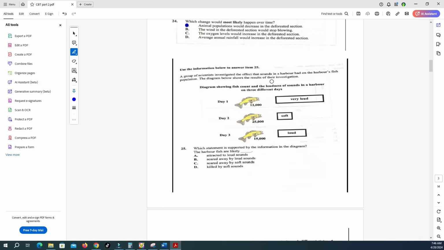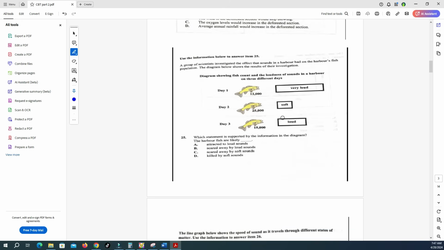population. The diagram below shows the results of their investigation. Diagram showing fish count and the loudness of sounds in a harbor on 3 different days. So the loudest, you have 12,000 fish. When it's soft, 25,000. When it's just loud, it's 15. So when it's soft, there's more fish. When it's a little loud, a little bit less fish, and then the least fish when it's very loud.